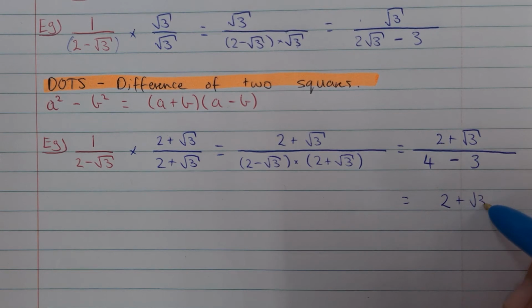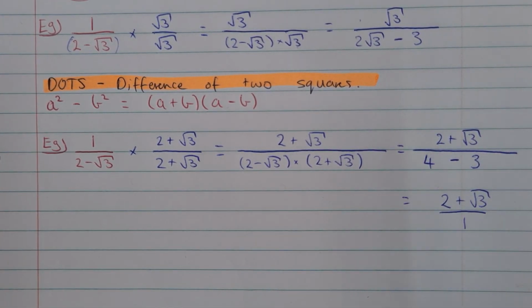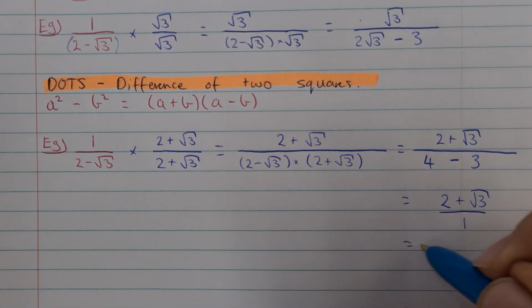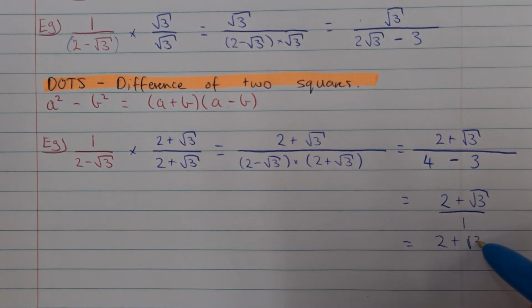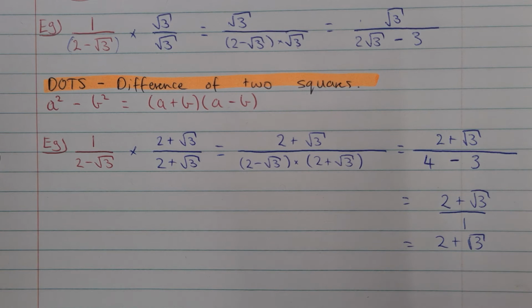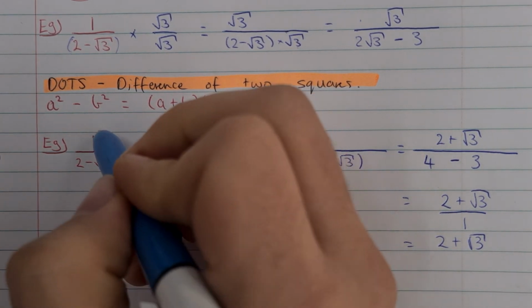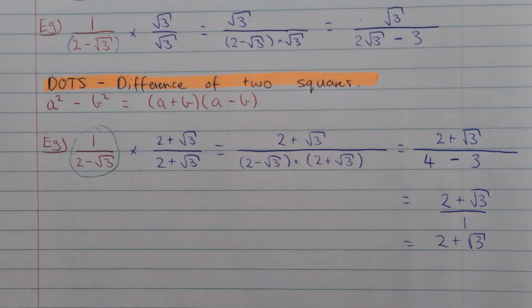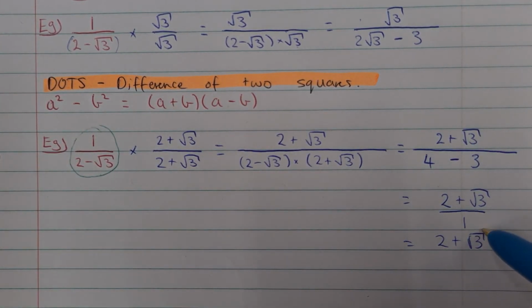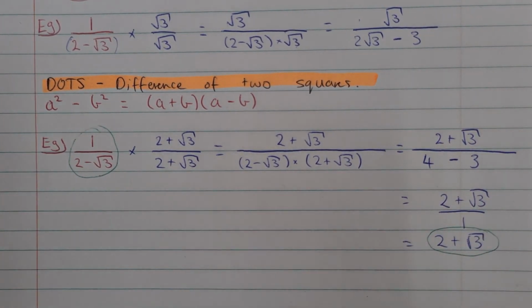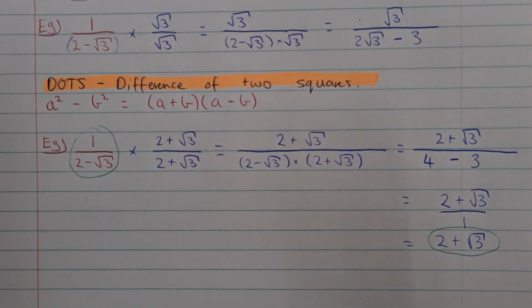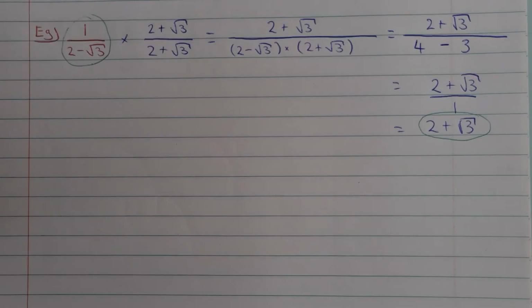So 2 plus root 3 all over 1. When you have a 1 as a denominator, we don't really need to write it there. So that simply equals 2 plus root 3. And just as before, if you want to convince yourself that this is correct, you can type that into your calculator and type the original into your calculator, and you should find that they're equal to the exact same number.